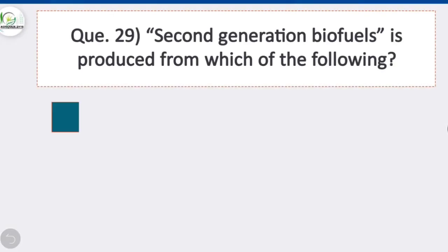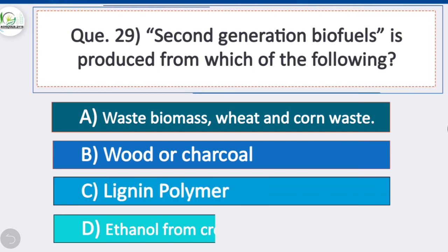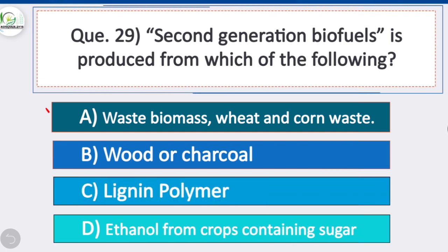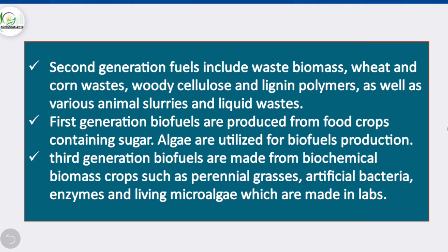Next question, question number 29. Second generation biofuels are produced from which of the following? Option A is correct, waste biomass, wheat and corn waste. Second generation biofuels include waste biomass, wheat and corn waste, woody cellulose and lignin polymers, as well as various animal slurries and liquid wastes. First generation biofuels are produced from food crops containing sugar. Algae are utilized for biofuels production. Third generation biofuels are made from biochemical biomass, crops such as perennial grasses, artificial bacteria, enzymes, and living microalgae which are made in labs.